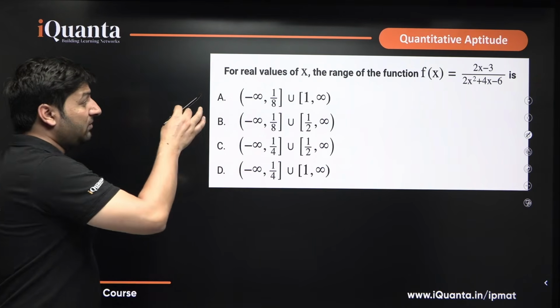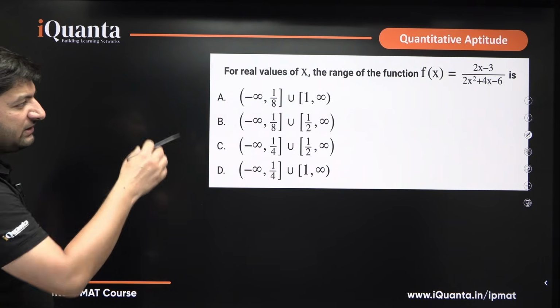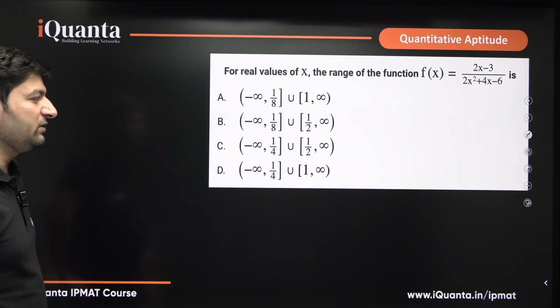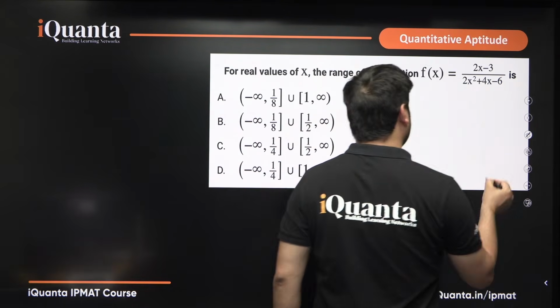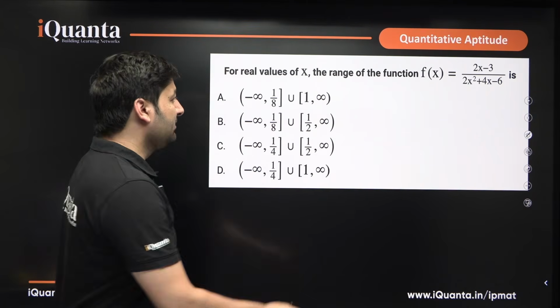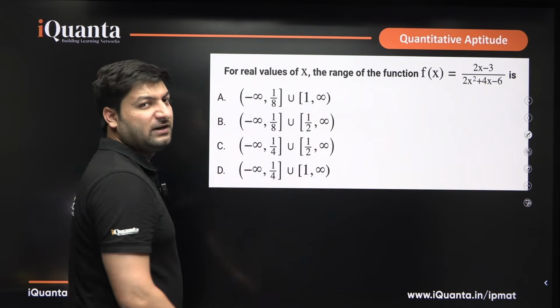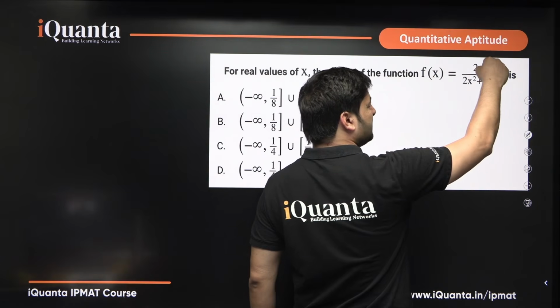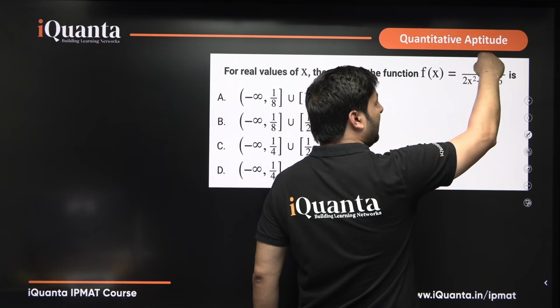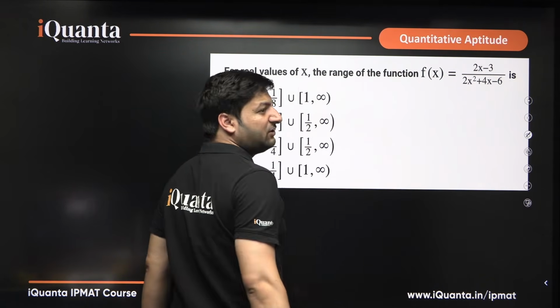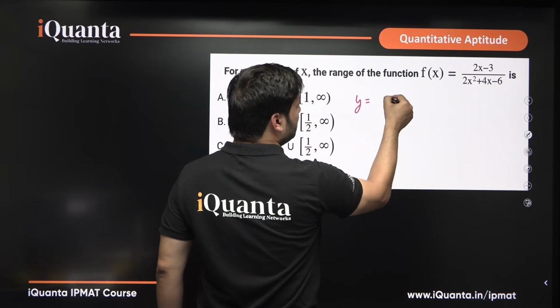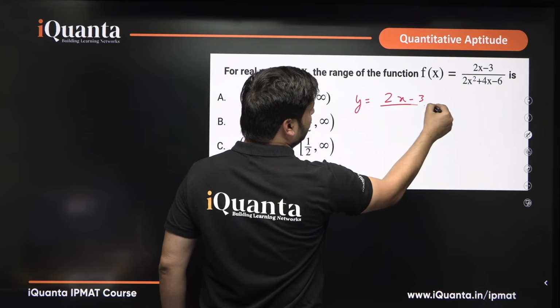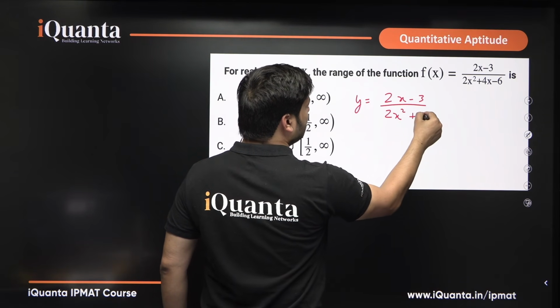For real values of x, the range of the function f(x) equal to 2x minus 3 upon 2x square plus 4x minus 6 is. These are the options. These are the questions which will definitely be asked, they do ask it every year. In such questions, when you have to find out the range and your function is in the form of a fraction, with a numerator and denominator, in that case, you take it equal to y. Y equals 2x minus 3 upon 2x square plus 4x minus 6.